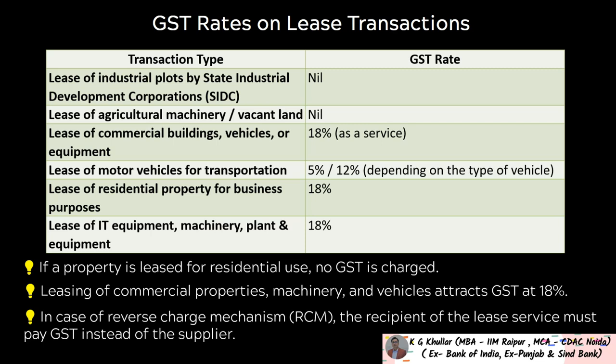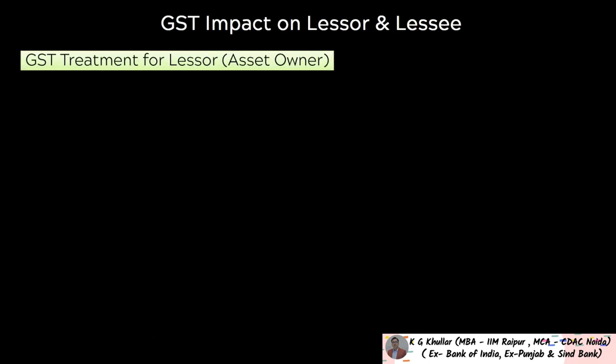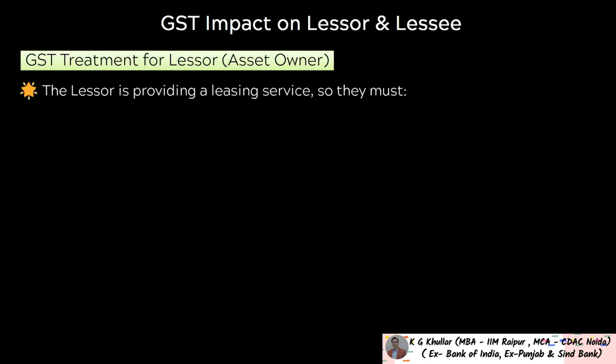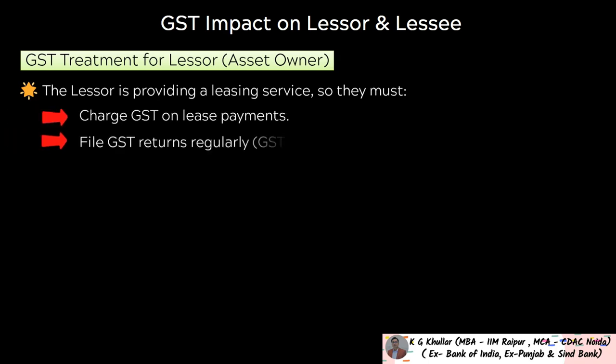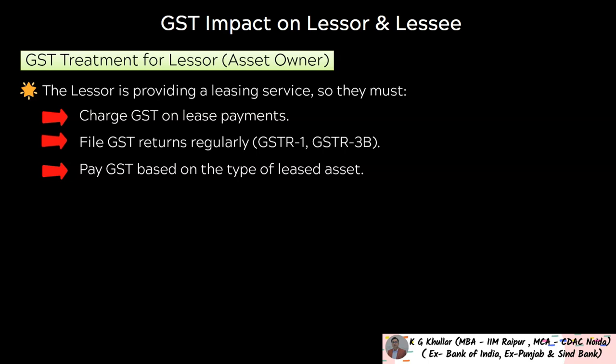Next, let's see GST implications for both lessors and lessees. First is GST treatment for lessor or asset owner. Friends, as you know, the lessor is providing a leasing service, so they must first charge GST on lease payments. Next, file GST returns regularly, that is GSTR1 and GSTR3B. And finally, they must pay GST based on the type of lease asset.